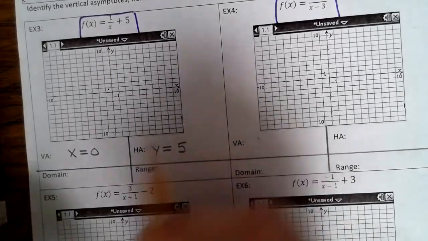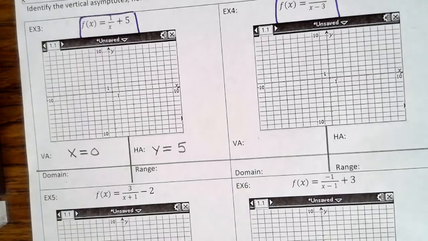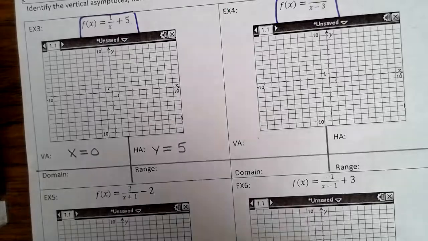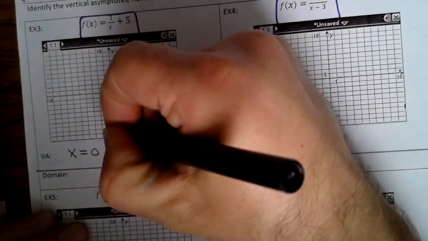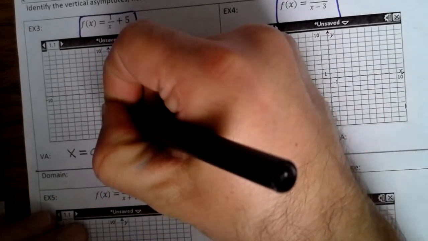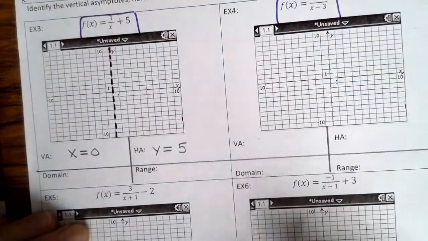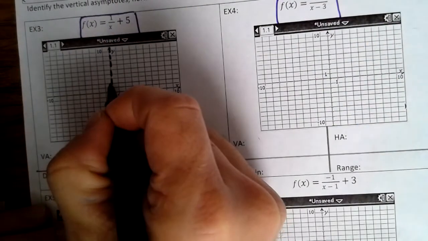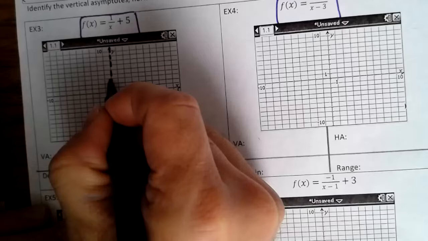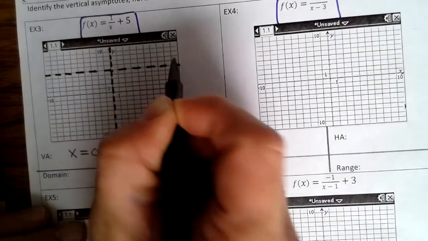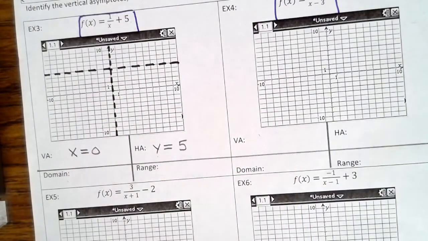So at that point, you want to graph the asymptotes first. So x equals 0. And y equals 5. So 1, 2, 3, 4, 5. Right there, so I know that's where this is at. All right. At this point, you can graph by direction.